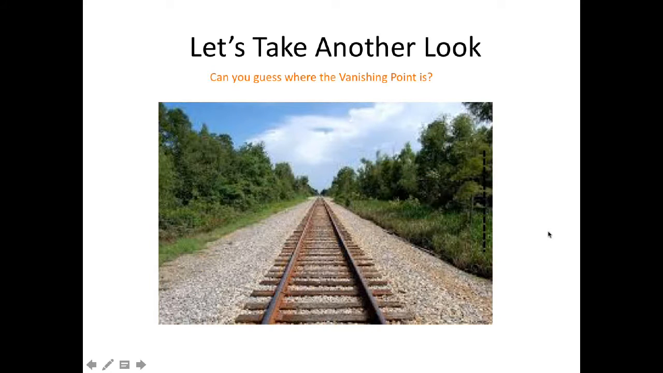Let's take another look. Can you guess where the vanishing point would be? This is where the vanishing point is. The reason we know this is because if we follow the lines, they all intersect at this point.